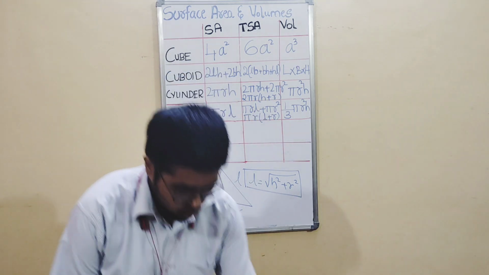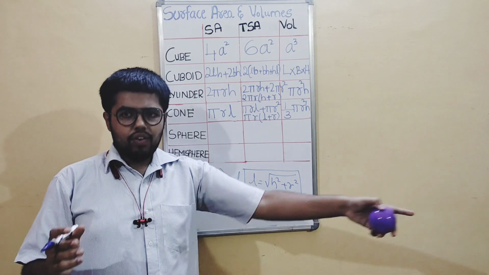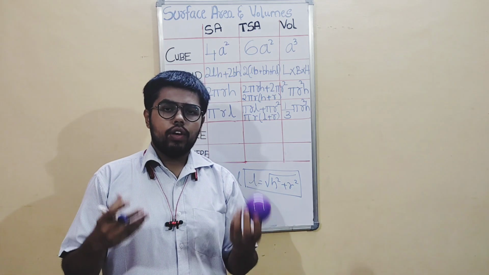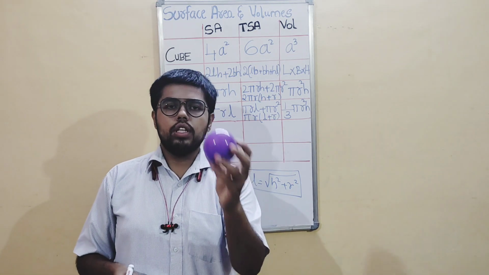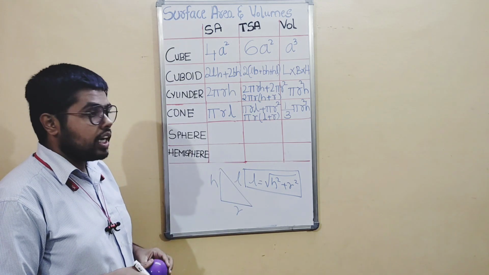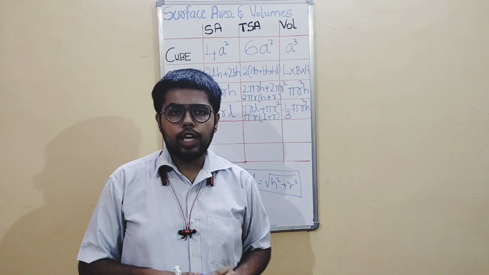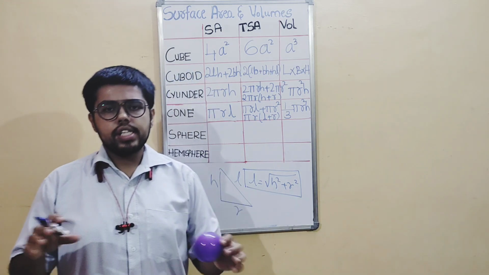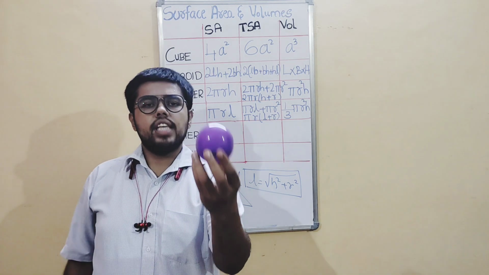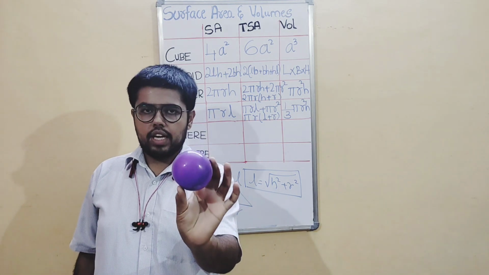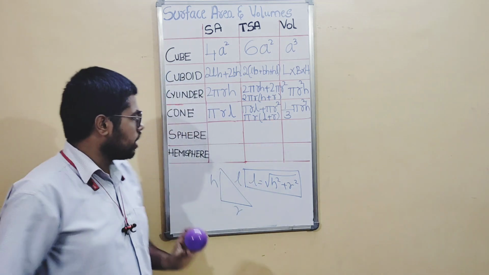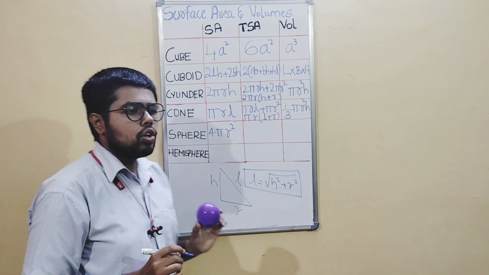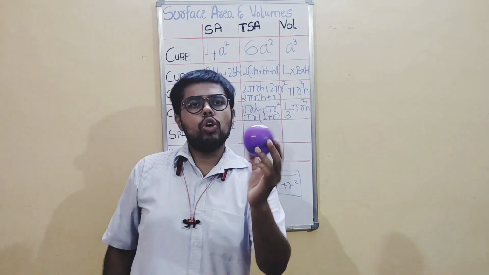Next, coming to the sphere. Sphere is the shape we know. This is a spherical shape. Our Earth is spherical in nature. Now coming to the surface area of sphere, it is 4 pi r square. There is an experiment, I will upload it in my channel very soon, where you will get to know that 4 circles is the curved surface area of sphere. There is an experiment to prove this also. Therefore, it is 4 pi r square. The area of 4 circles is equal to the surface area of sphere.